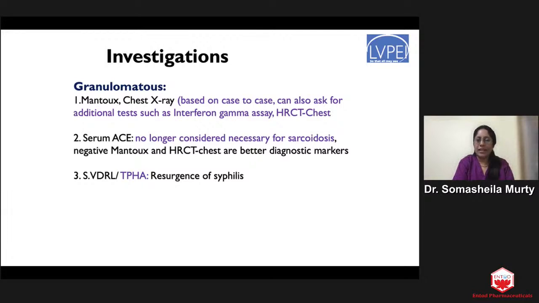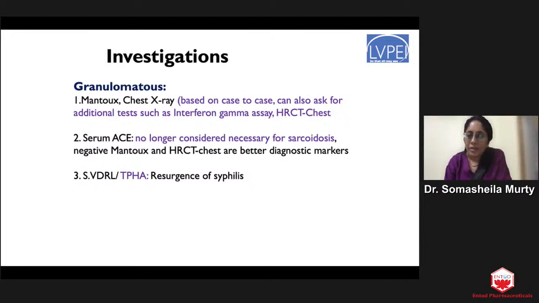Second is serum ACE. I get it done because it's a very inexpensive test. And I'd like to see how high it is. Is it very, very elevated or not? But serum ACE is no longer necessary or specific or sensitive for sarcoidosis. So in the latest literature, if you all go through it, the International Committee has put down that it is not at all required to diagnose a patient of sarcoidosis. It doesn't help. What helps instead is a negative Mantoux, because it means that we're not looking at tubercular etiology. And HRCT chest are better diagnostic markers to look at the retrosternal, the mediastinal lymph nodes.